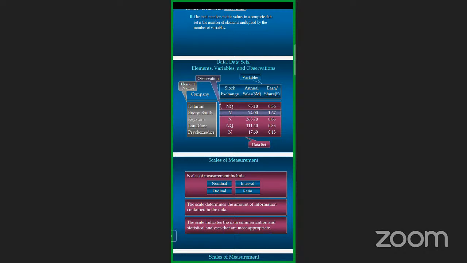And the scale indicates the data summarization and statistical analysis that are most appropriate. Means for a particular piece of information, which scale has to be selected. Is it nominal? Is it ordinal? Or we need to go with the ratio or interval. So depending upon the data and the required information, we can select the scale. But these are the 4 different types of scales.